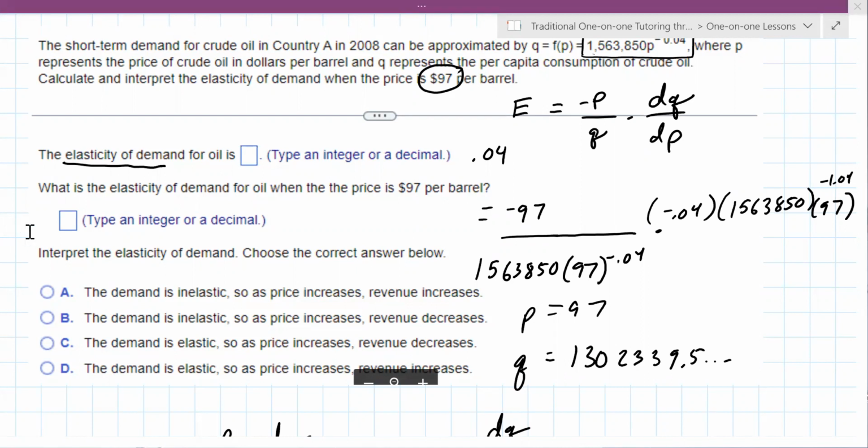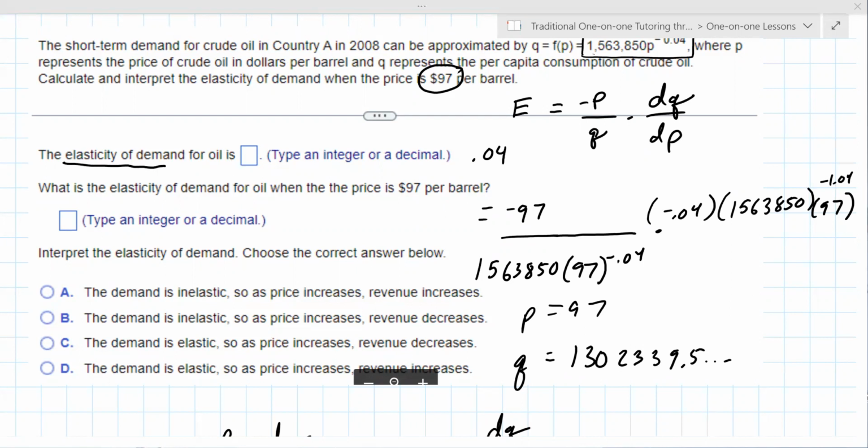It's almost like that's mistyped. Like they meant to say the demand for oil is, but I can't be sure of this. Look at another reference here. Should I email my professor? No, I think this is just one of those where we've got to just figure out what they want.